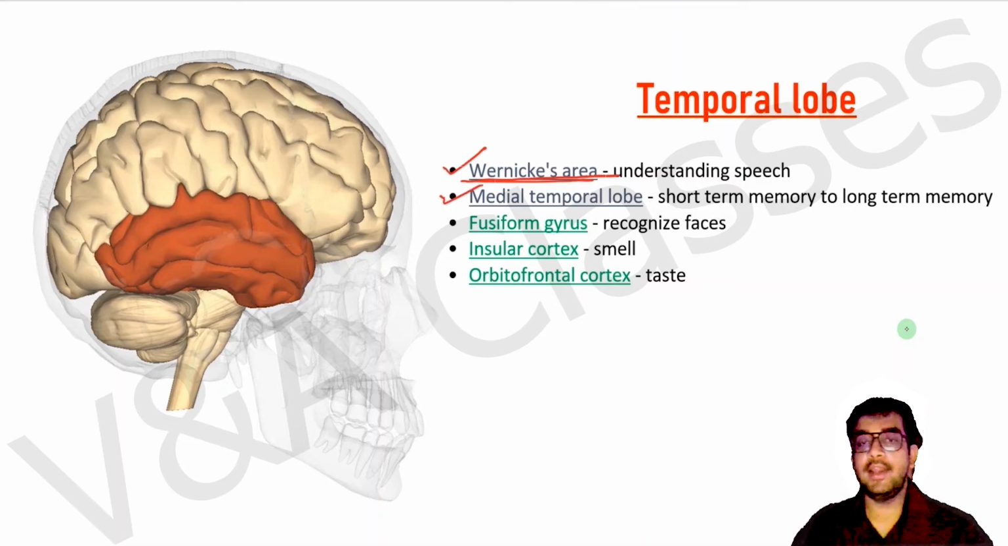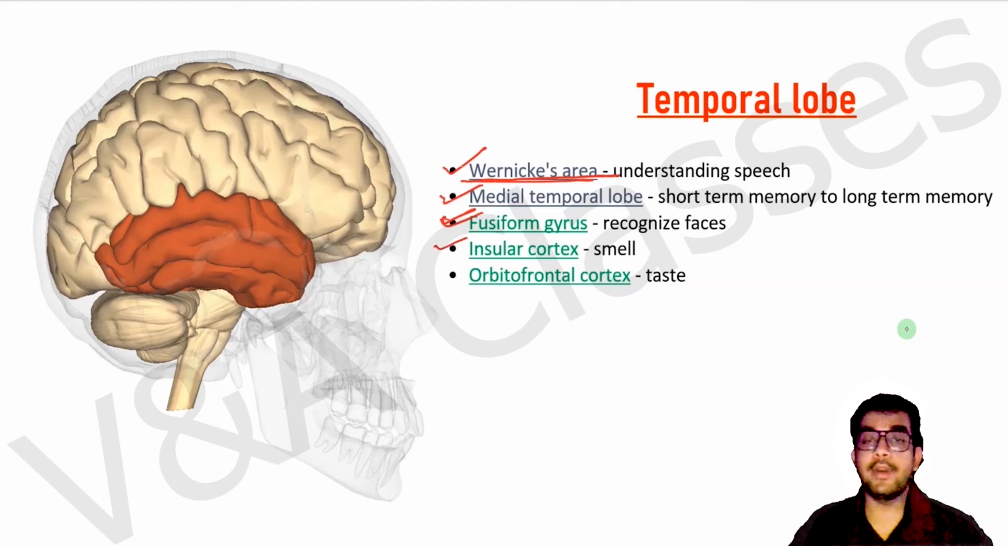Second important area is the medial temporal lobe, and it is concerned with converting short-term memory into a long-term memory. Third important area is called the fusiform gyrus, and this area is responsible for recognition of faces. All the familiar faces that you are able to recognize is because of fusiform gyrus.